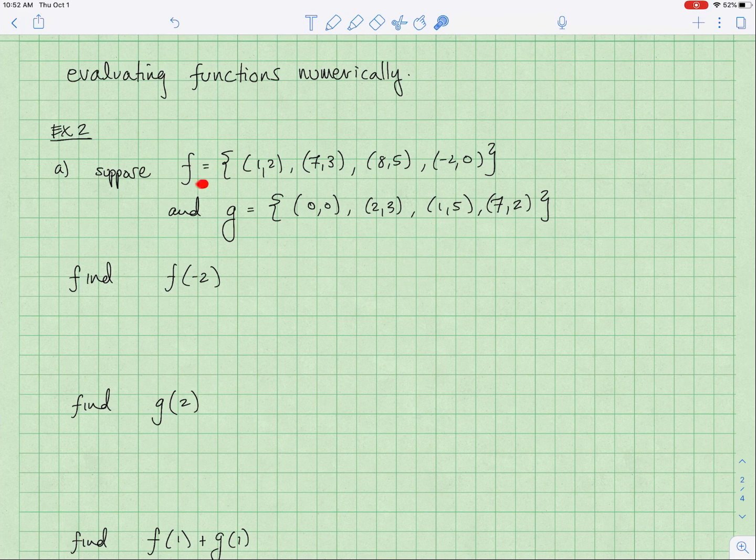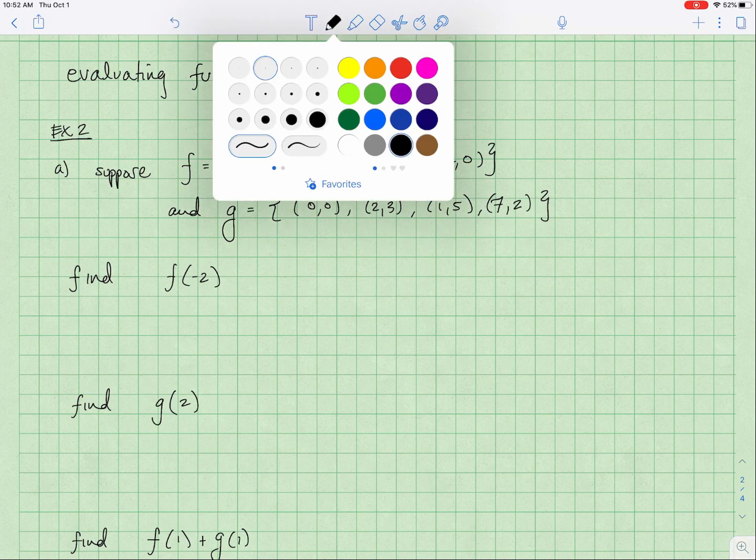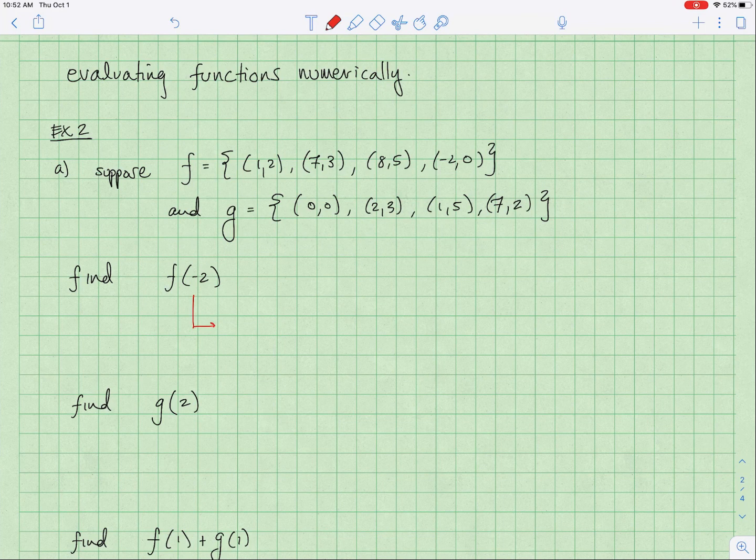So what I have here is example number 1. I've given you f is defined by the following ordered pairs. G is defined by the following ordered pairs. And here I just say find f of -2. Now, as per our last video, we know that this is really the same thing as y equals f of x, which is directly related to the ordered pair x comma y. So in this case, we have y is equal to f of -2, which means that the x value is -2, and we want to know what the y value is. That's what we're looking for here.